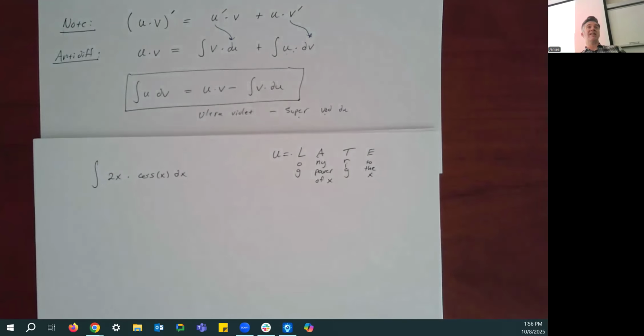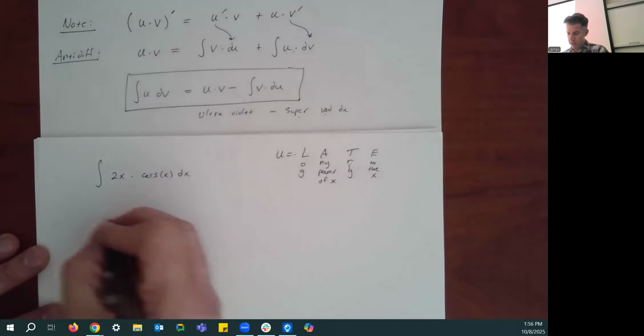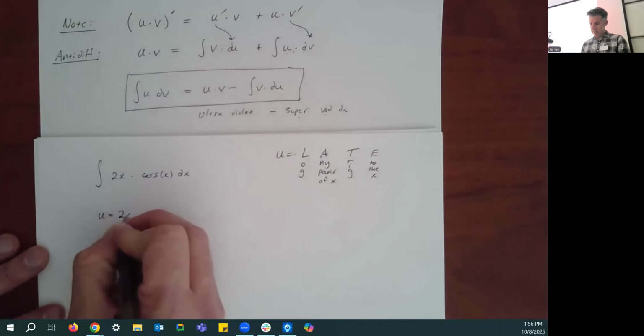And e to the x is kind of like the best thing to anti-differentiate because it doesn't get worse. It stays the same. Sine and cosine are also good choices to anti-differentiate because they stay pretty much the same. The antiderivative of cosine is sine. The antiderivative of sine is negative cosine. So not too bad. So here, we're going to pick u equal to 2x.